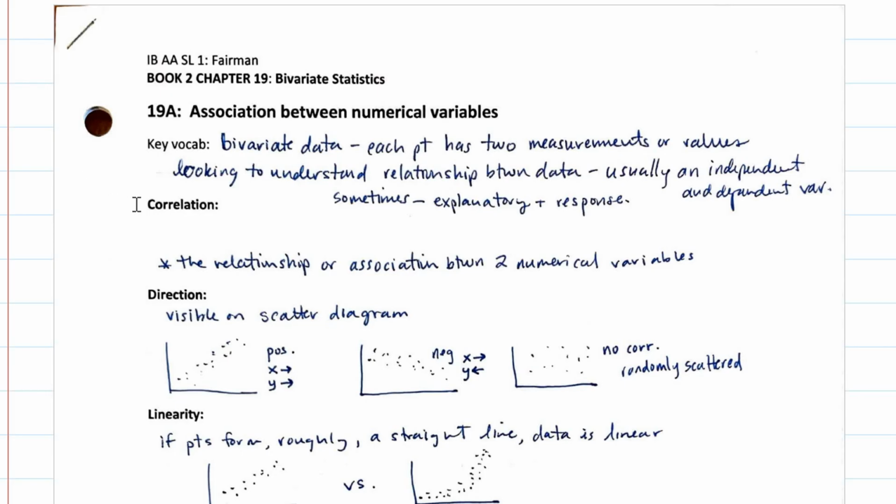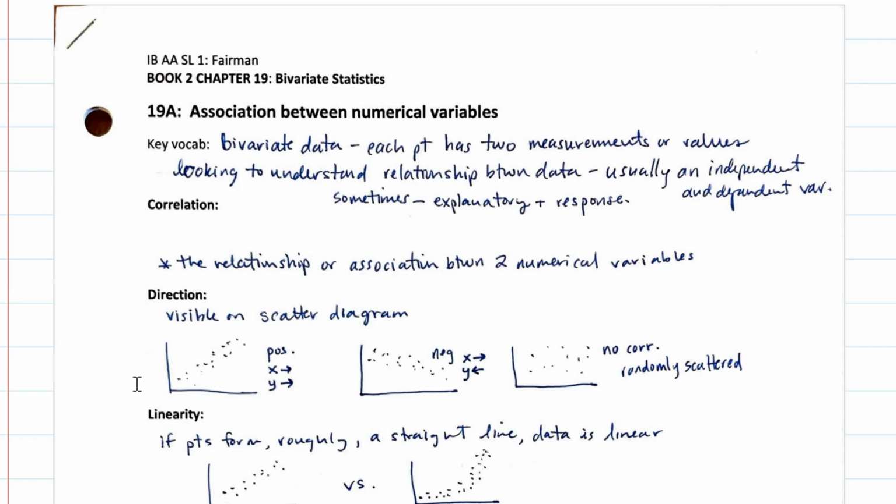The first important data word is correlation. This is the relationship or association between two numerical variables. The second important piece of information in your bivariate data might be the direction.